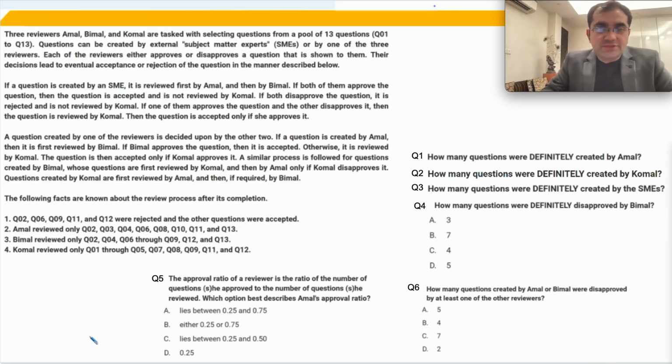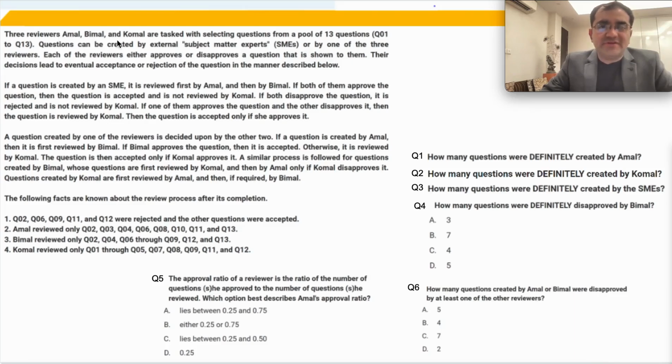Okay. So you have the question given at the top. Instructions are few, and then you are able to look at the question. The question seems to indicate that maybe you will not be able to complete the set because it says definitely created by Amal, definitely created by Komal, definitely, right? So we're not sure. Let's go through the set.